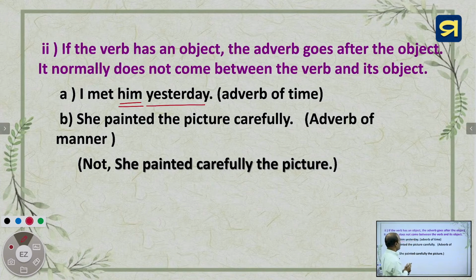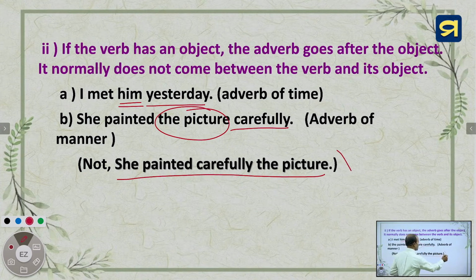She painted the picture carefully. How did she paint the picture? Yes, you are right. The answer is carefully, and it is used just after the object, the picture. You should remember that "she painted carefully the picture" should not be written, because this is ungrammatical and unacceptable.